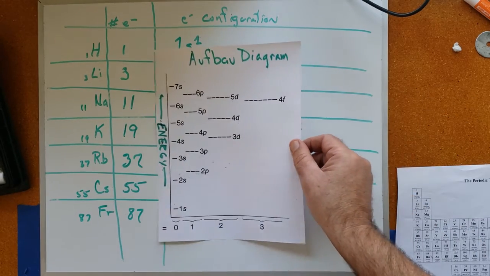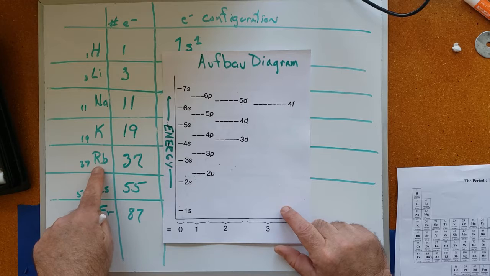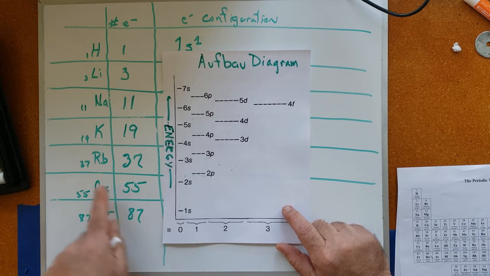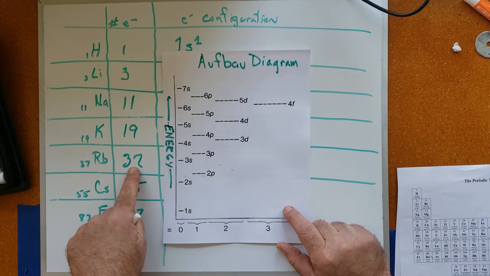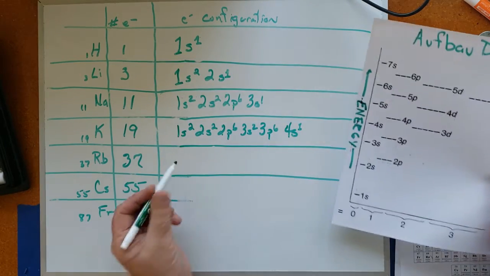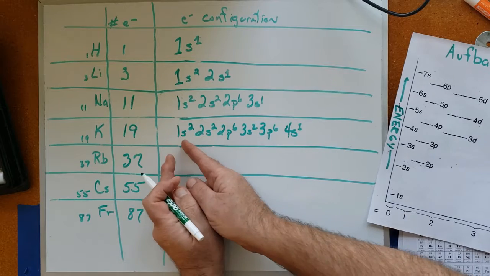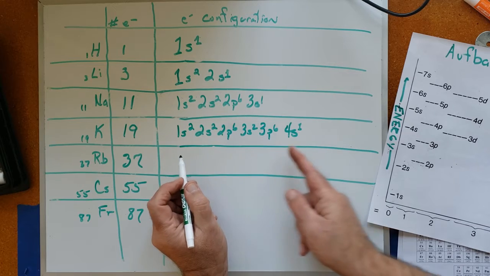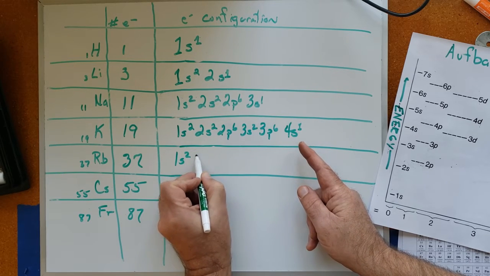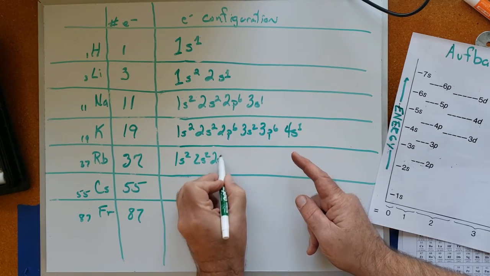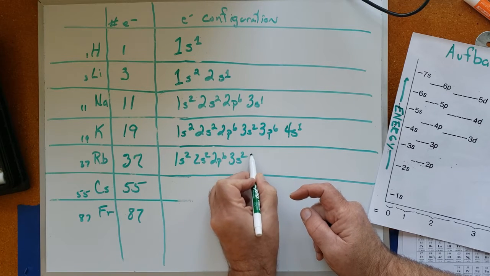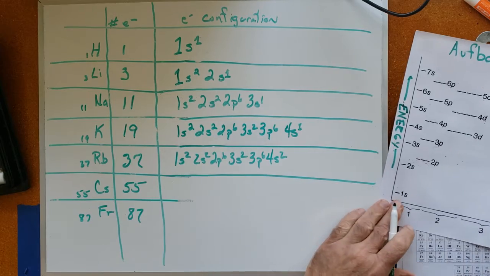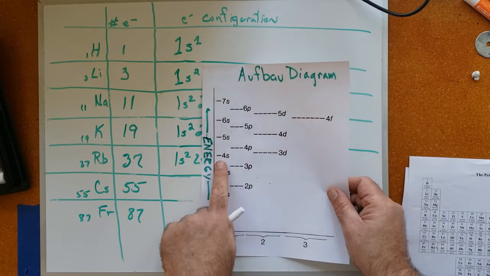So let's go ahead and do rubidium. Now rubidium's got 37 electrons. Let's just start filling in the orbitals. All right. Now, of course, you're going to have the exact same configuration all the way up to this. So let's do that. 1s2, 2s2, 2p6, 3s2, 3p6, 4s2, and then what comes after 4s?